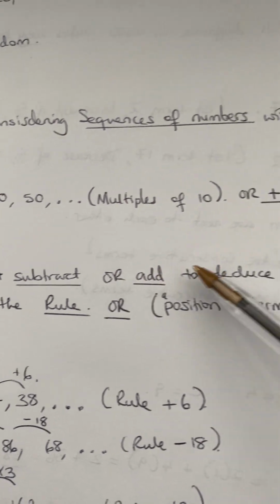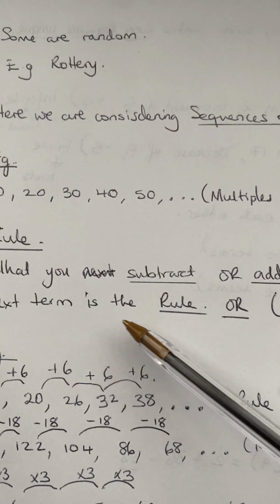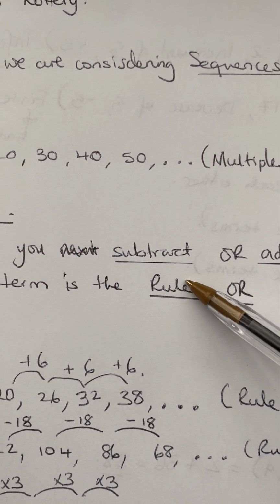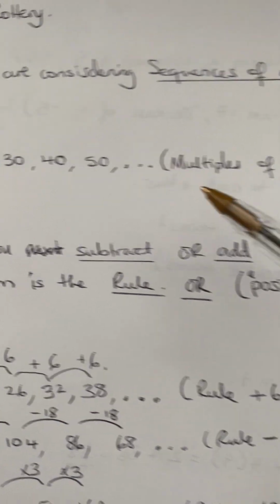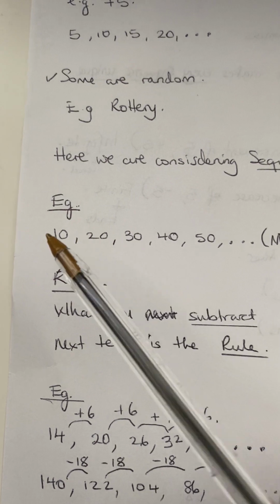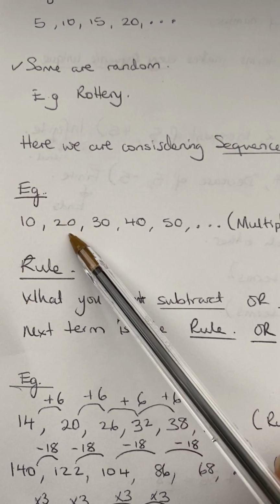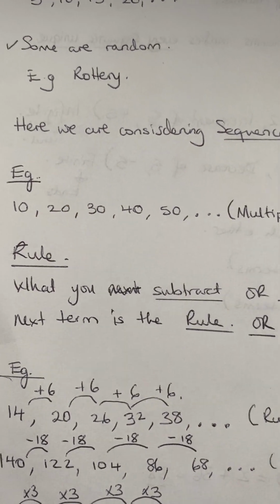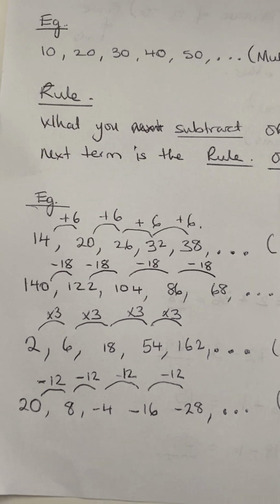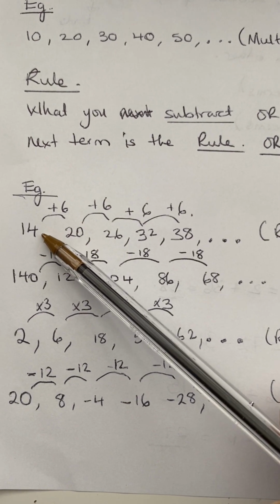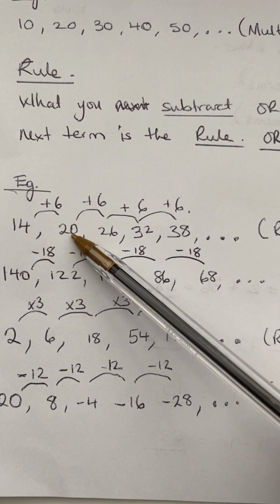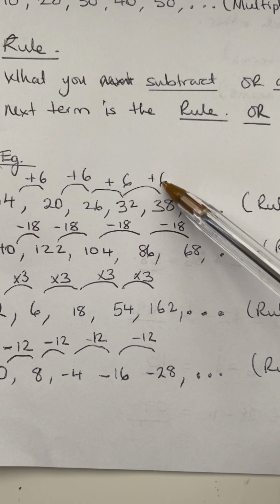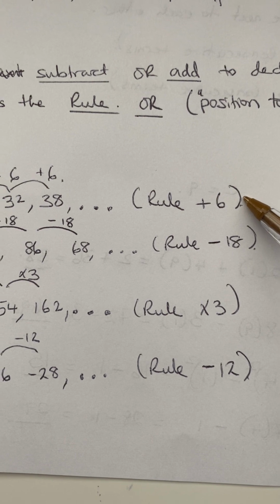What you subtract or add to deduce the next term is the rule. So if you are going to add a certain number, whatever you add is the rule. So for instance, here we are adding 10. So the first term is 10. To get the second term, you have to add 10. Is that okay? To get the next term, the rule here is add. So let's look at some examples. Here the rule is add 6. So 14 add 6, 20. Add 6, 26. Add 6, 32. Add 6, 38. So our rule here is add 6.